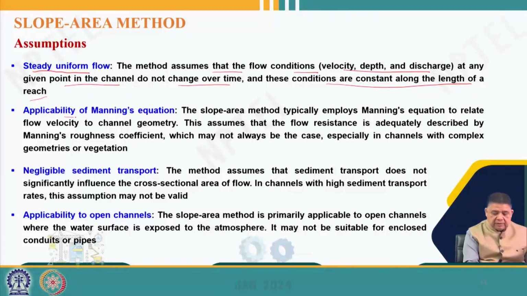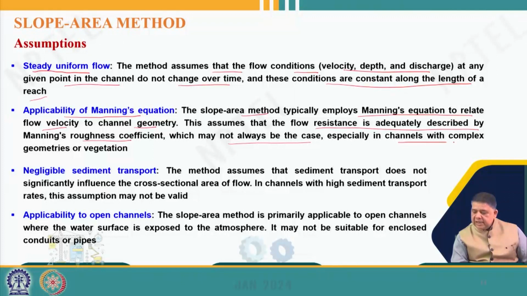Then the next assumption is related to the applicability of Manning's equation. The slope area method typically employs Manning's equation to relate flow velocity to channel geometry. So, this assumes that the flow resistance is adequately described by Manning's roughness coefficient, which may not always be the case, especially in channels with complex geometry or vegetation. So, of course, this may not be true, but this method can be used only in channels where Manning's equation is valid.